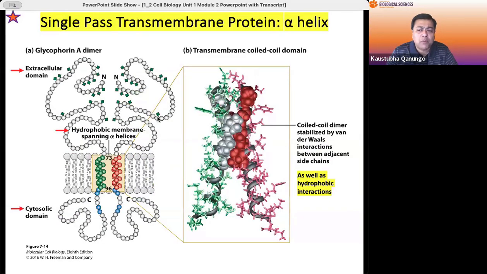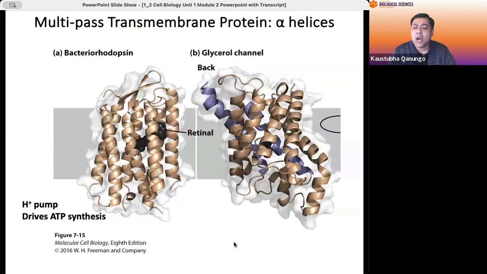You do not have to memorize anything from here, it just gives you a single pass alpha helix. Mainly, what are the different domains, like the extracellular and cytosolic domain, and the intra-hydrophobic membrane spanning domain, and what type of force is stabilizing those: van der Waals and hydrophobic. That's your take-home message. Then these are just a couple of different proteins, only for your visual representation. We are not going to ask any questions from those.